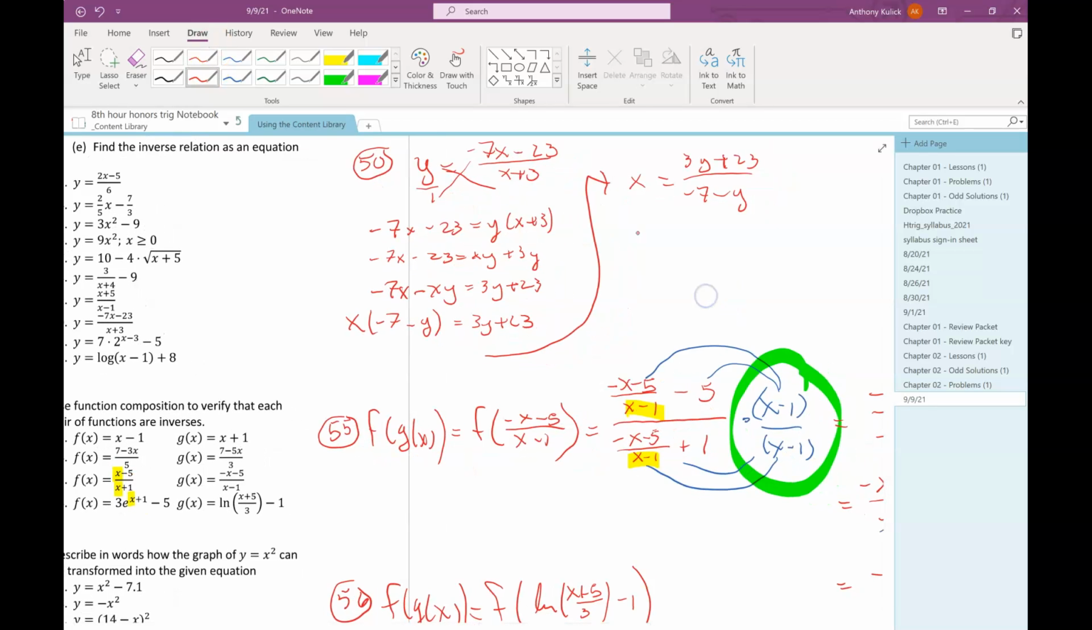And then I just switch my x and y variable names. And I'm done. And you could do some monkeying around with negatives to get an equivalent expression if you wanted to, but this is fine.